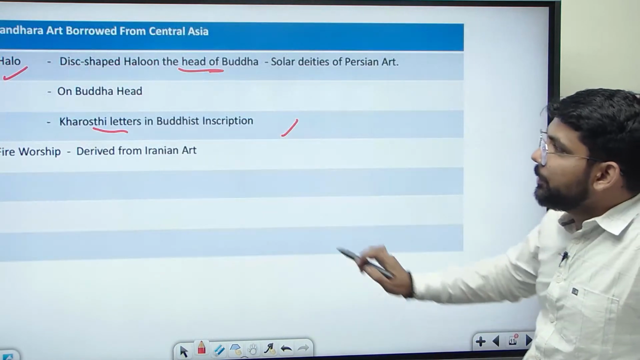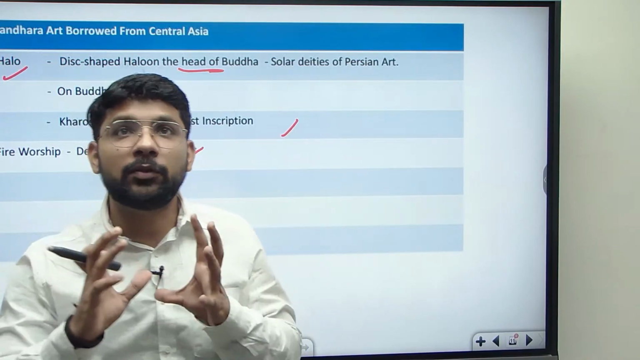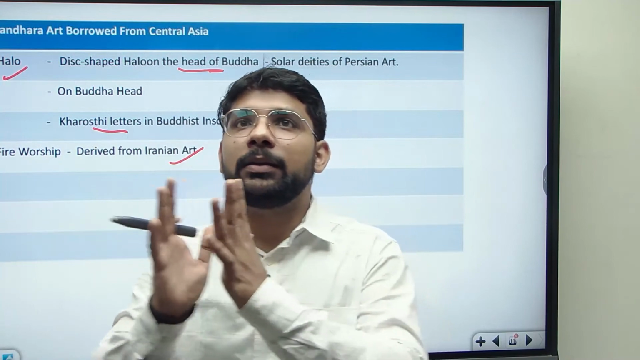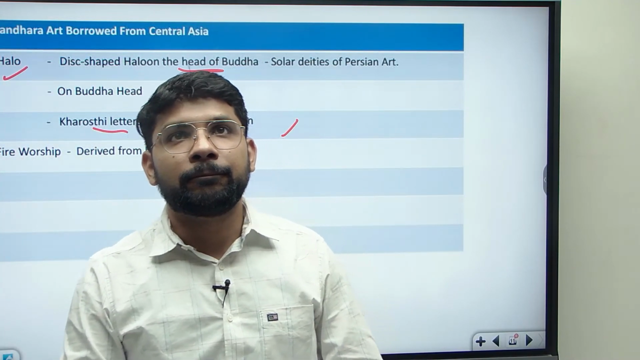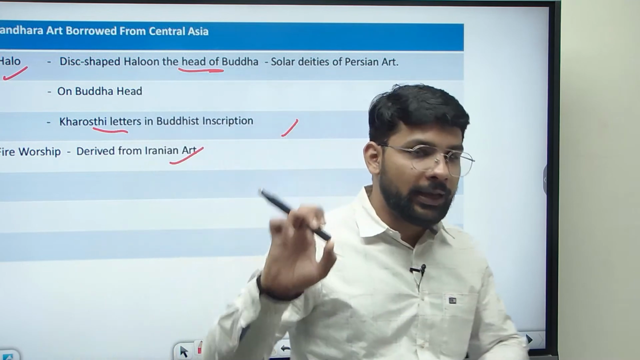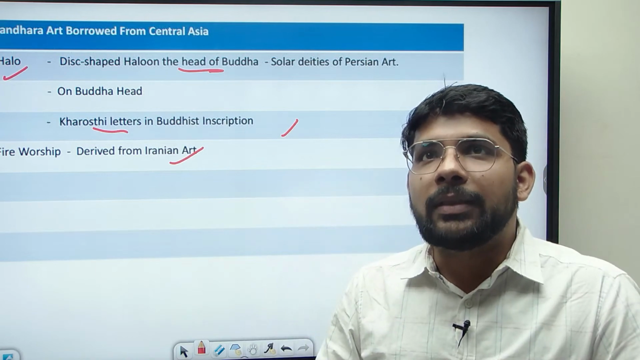Then the next point is about the portrayal of fire worship derived from Iranian art. There are some images of the Buddha which show him worshipping the fire. That is a Central Asian element in the Gandhara art form.